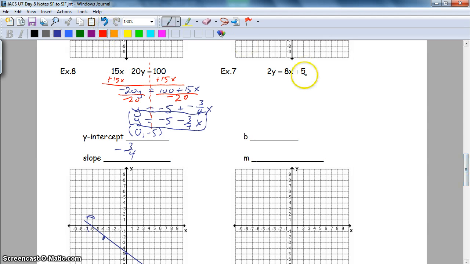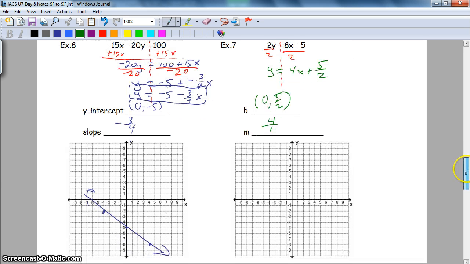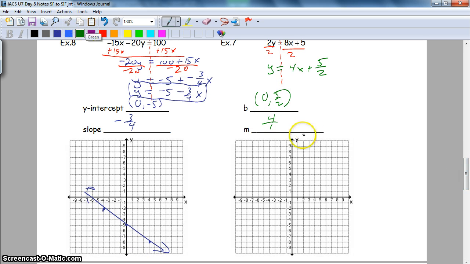Alright, so number 7. Hopefully y'all divided by 2 on both sides. So you got y equals 4x plus 5 halves. Oh, that one was tough. So slope is 4, B is 0, 5 halves. I shouldn't have let you loose on that one first. So here's what's up. You plot the point 0, 5 halves. 5 halves, same thing as 2.5. So you go to 2.5 right there.